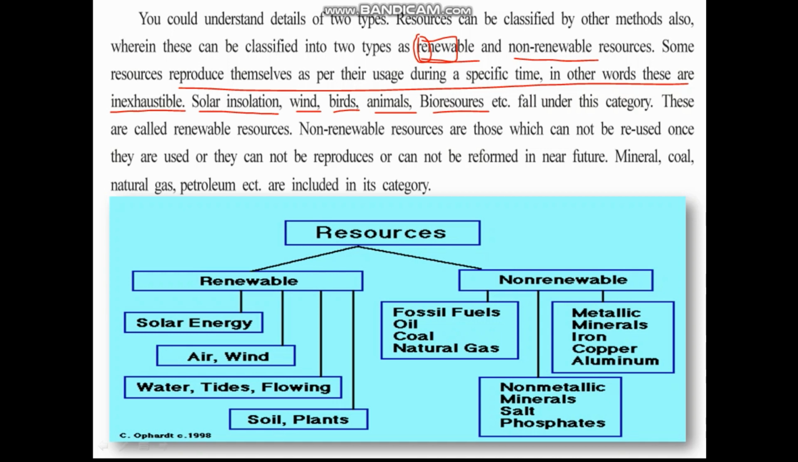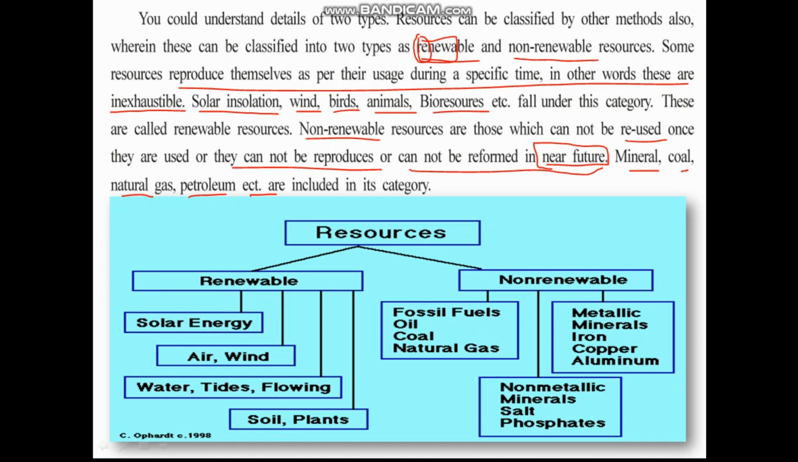These are termed as renewable resources, while non-renewable resources are those which cannot renew themselves, which are exhaustible. These resources cannot be reused once they are used, or they cannot be reproduced or reformed in the near future. This is a very important term. In the near future means they can be reproduced, but it will take a longer time, more than the human life cycle. That's why they are termed as non-renewable resources. Examples are minerals, coal, natural gas, petroleum, etc.